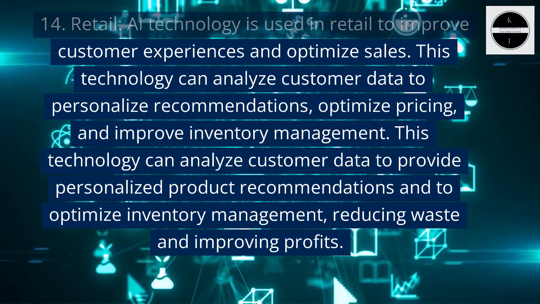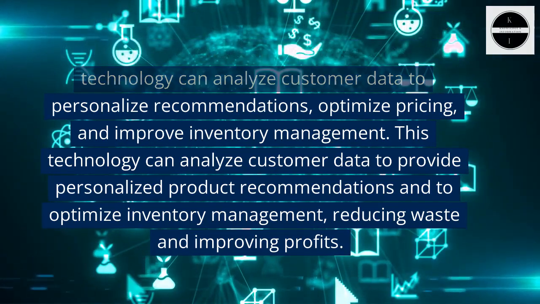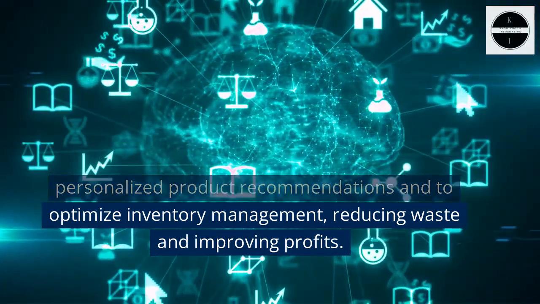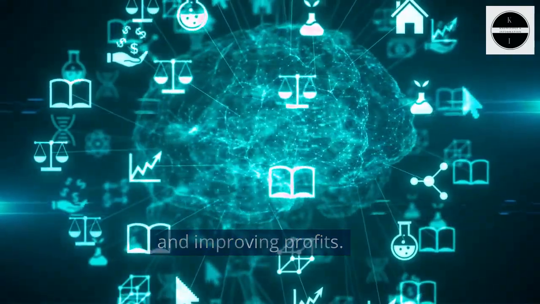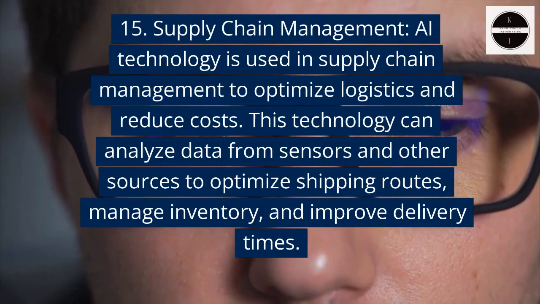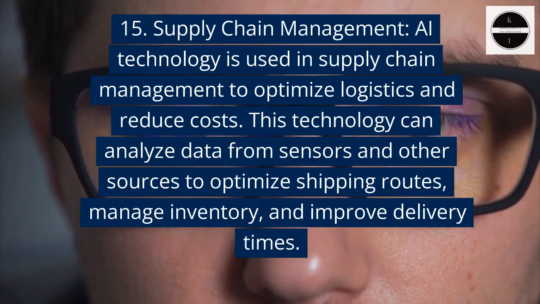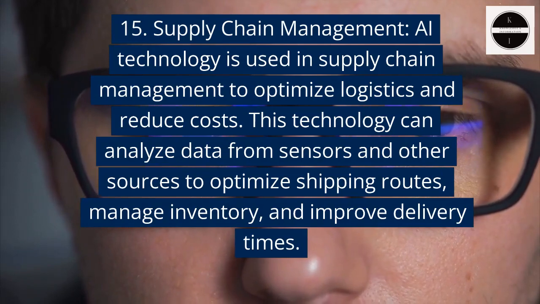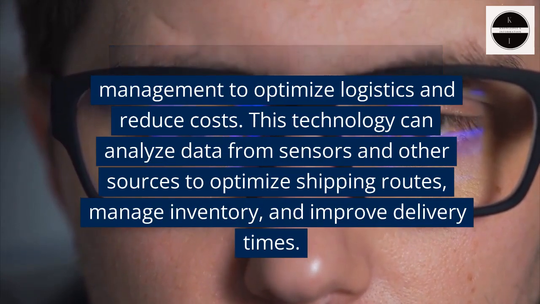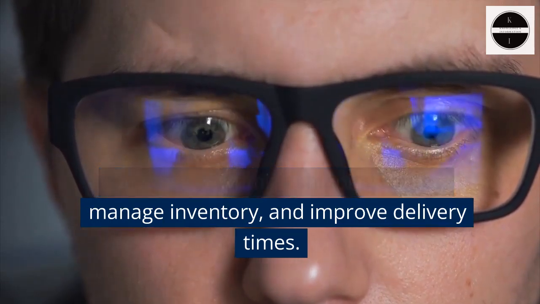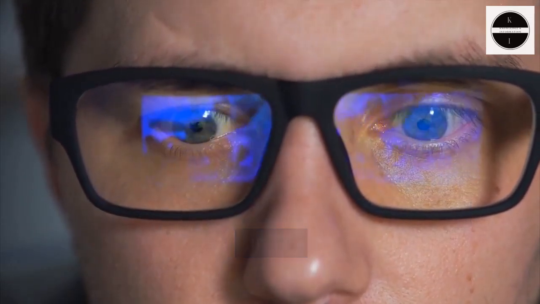This technology can analyze customer data to provide personalized product recommendations and to optimize inventory management, reducing waste and improving profits. 15. Supply chain management. AI technology is used in supply chain management to optimize logistics and reduce costs. This technology can analyze data from sensors and other sources to optimize shipping routes, manage inventory, and improve delivery times.